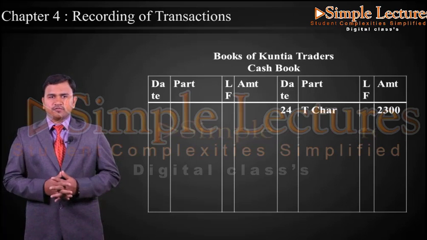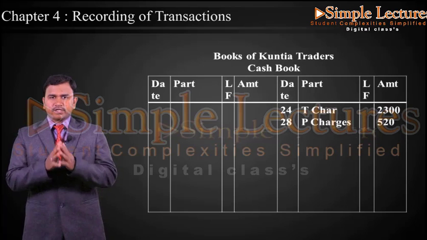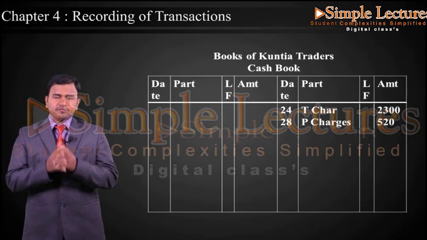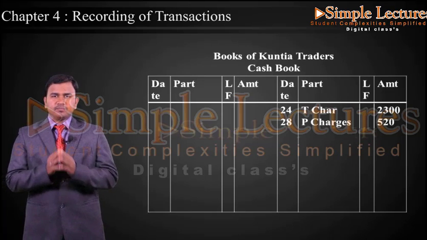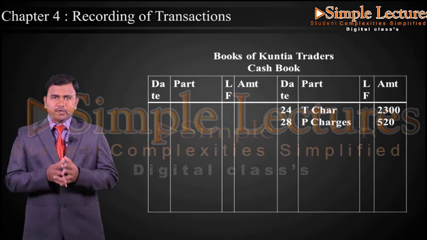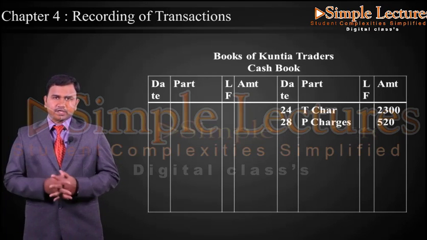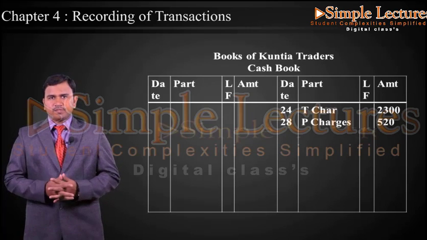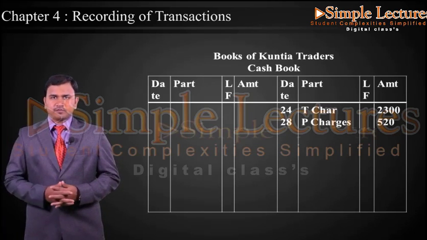Next entry we have on September 26th, and the entry here is paid postal charges 520. So here again postal charges are nothing but the expenses where we are going to make the payment. Again this will be recorded in the credit side, and the date will be September 26th, and the entry will be by postal charges in the amount column 520.